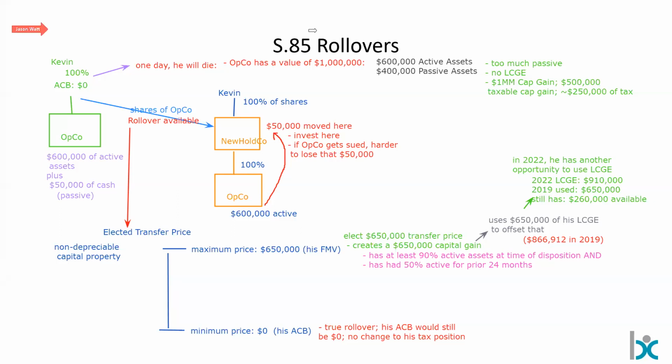Okay, I don't want to make a decision about where the money goes. Going back to Boston's point earlier, it's not really material to our discussion. Effectively, what we're going to do then is elect out of the rollover. We're actually going to trigger a $650,000 capital gain. So there would be deemed proceeds for Kevin based on a $650,000 elected transfer price.